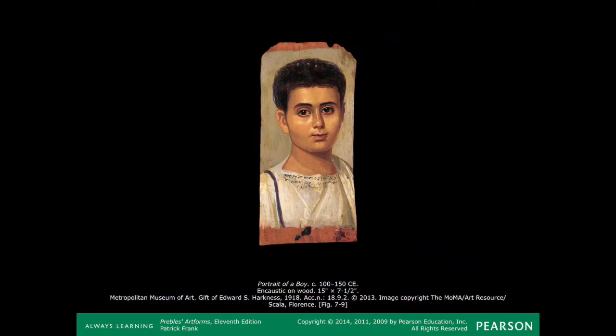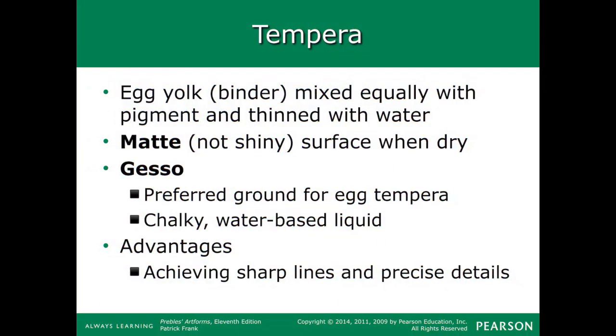When it comes to encaustic paintings, temperature control is necessary. And here is a portrait of a boy made using encaustic on wood. You can see this was made between 100 and 150 CE. Something you'll notice with encaustic is the amount of clarity the artist can achieve using this medium. And this was made almost 2,000 years ago, but there's a lot of really strong uses of color on it.